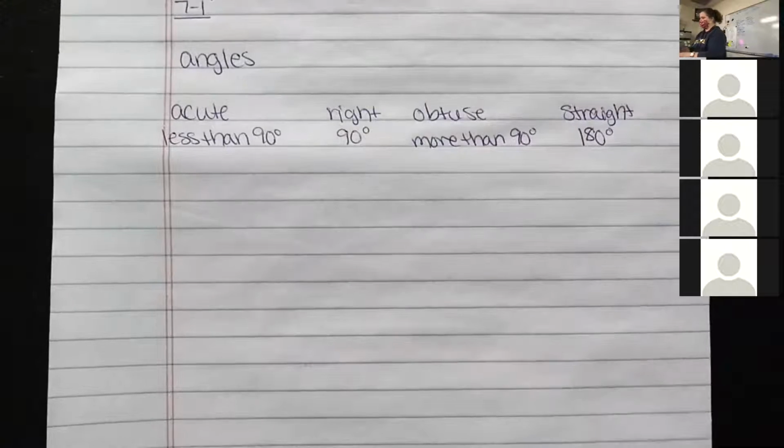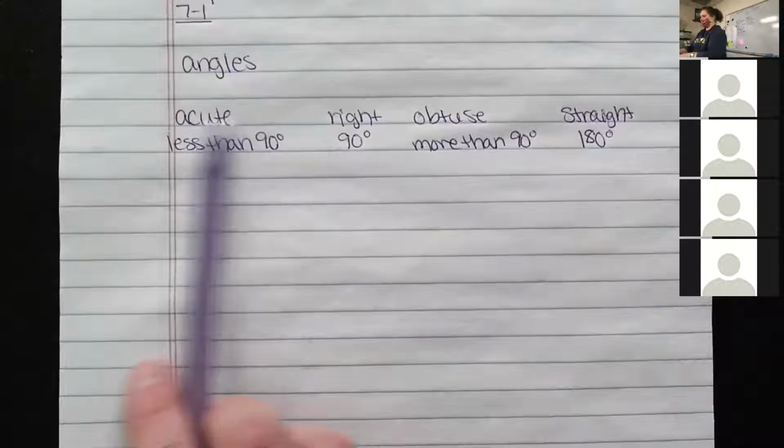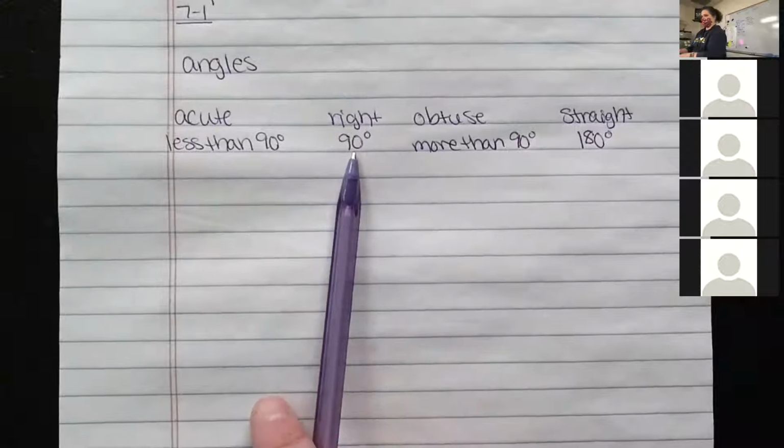Okay, so different kinds of angles. We had acute, which is less than 90. Then when you're right at 90, that's a right angle. That's a Mrs. Adrian angle.